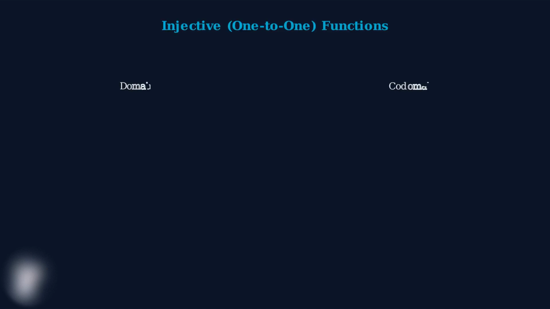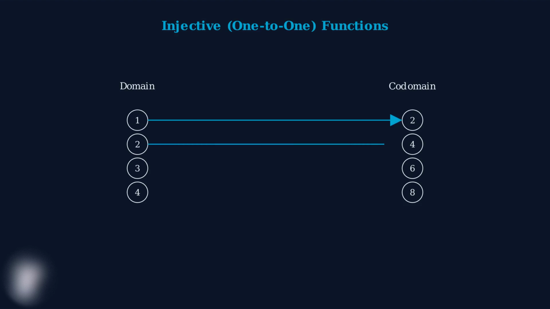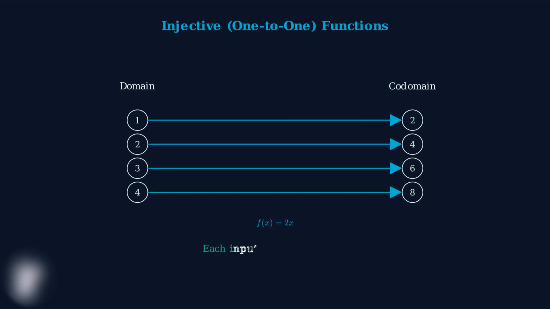First, let's understand what injective or one-to-one means. An injective function ensures that each input maps to a unique output. In other words, no two different inputs can produce the same output. This is crucial because if two inputs gave the same output, we wouldn't know which input to return when finding the inverse.